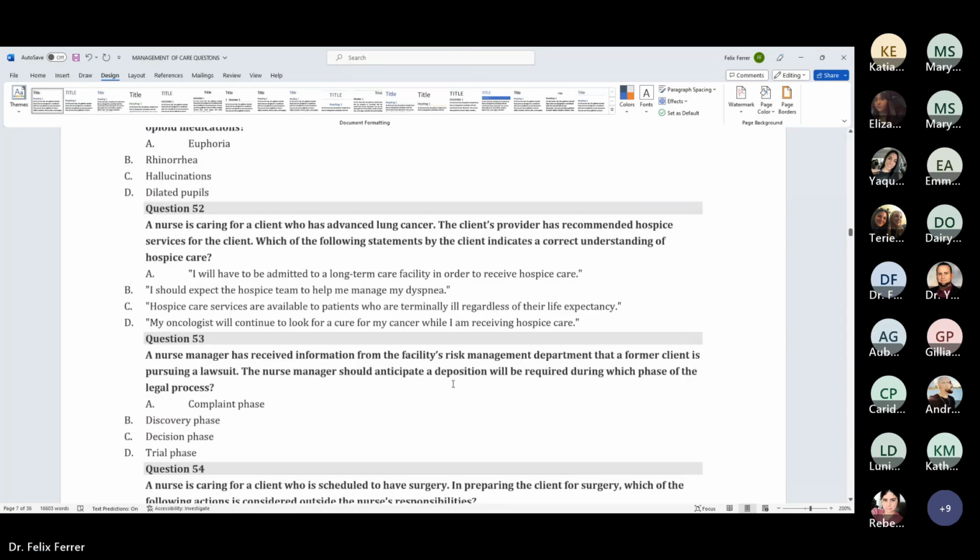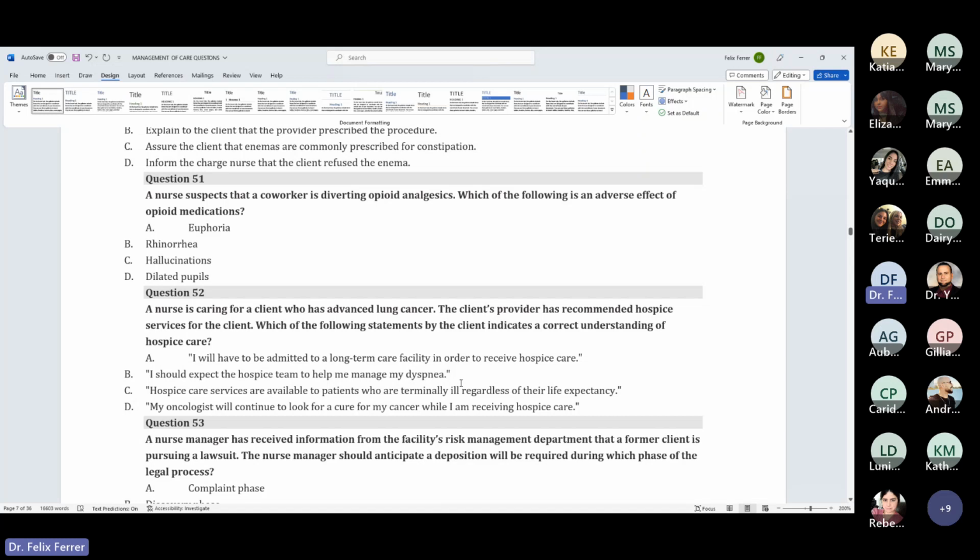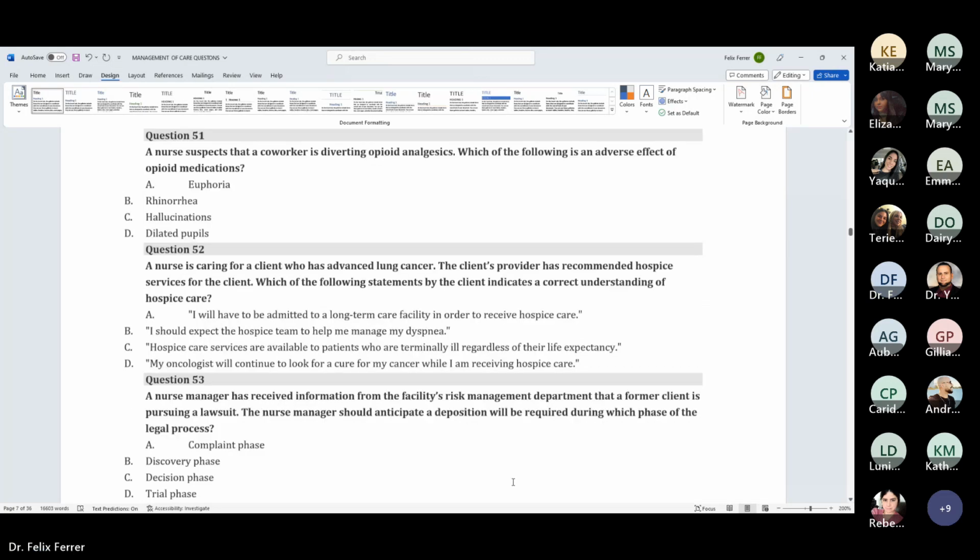Really good. A nurse suspects that a co-worker is diverting opioid analgesics. Which of the following is an adverse effect of opioid medication? A. Euphoria. Really good. It's one of the most common ones.